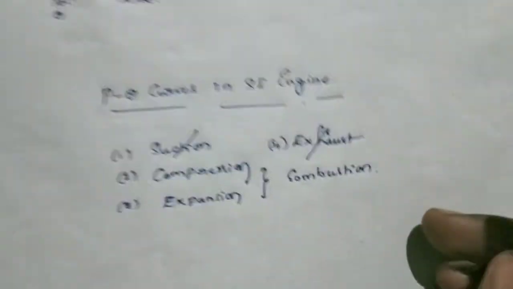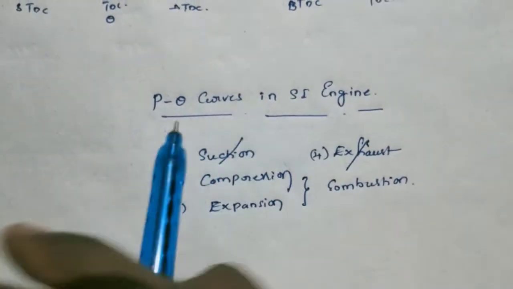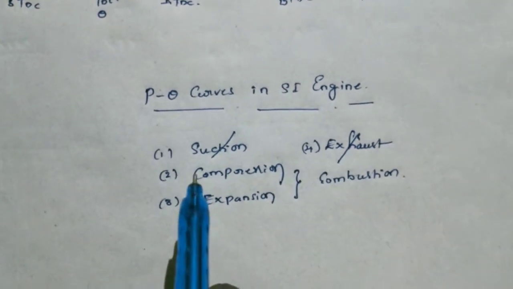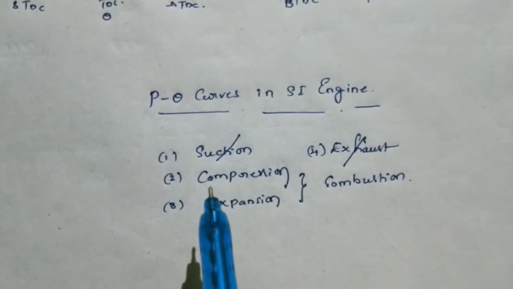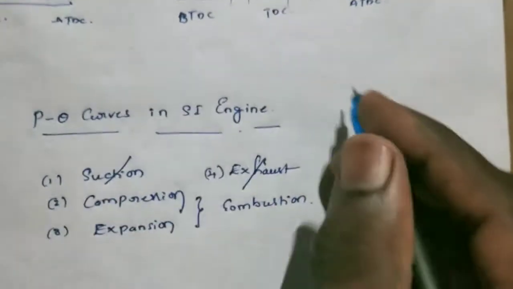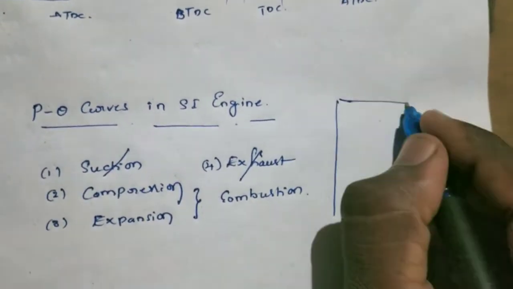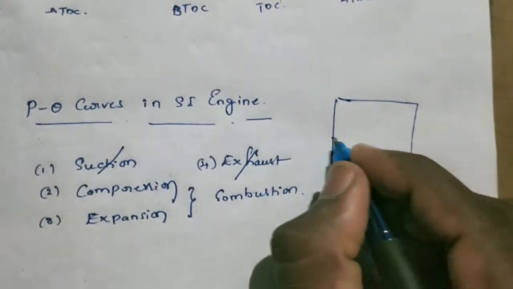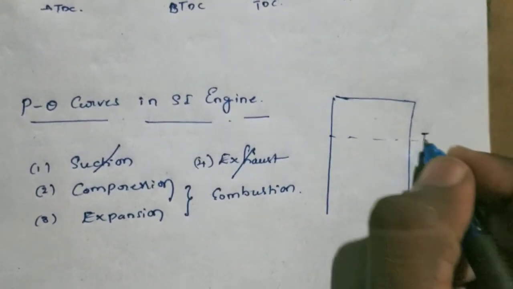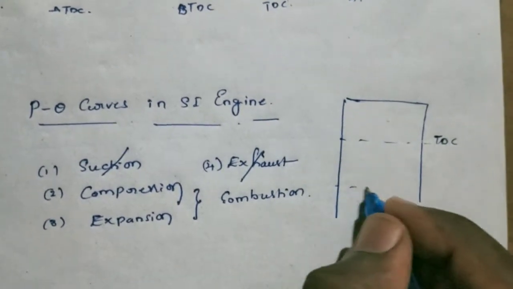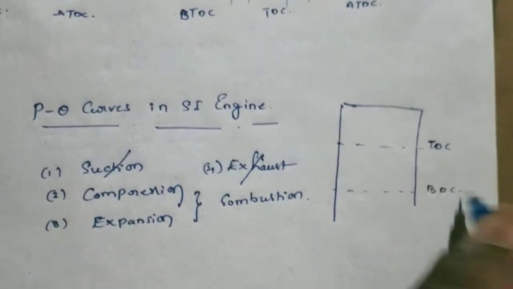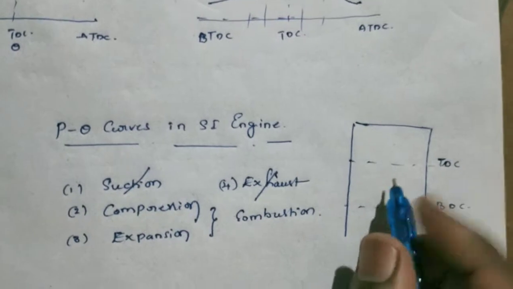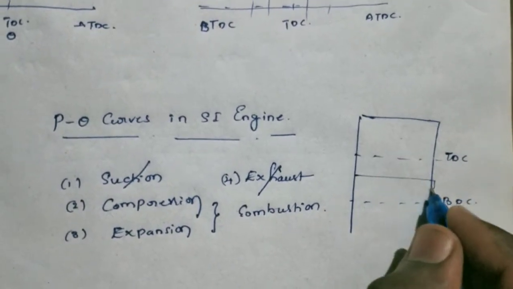So let's discuss some of the P theta curves in SI engine, spark ignition engine, and before that, let's discuss how combustion takes place practically. Let's take a cylinder. This is TDC, BDC, piston.